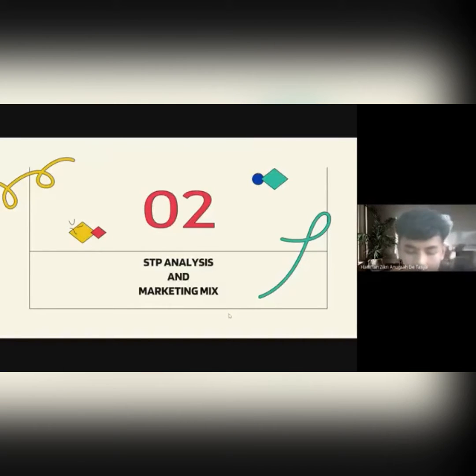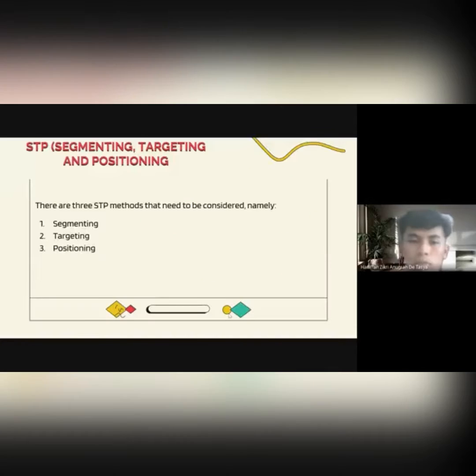The second one is STP analysis and marketing mix. There are three STP methods that need to be considered, namely segmenting, targeting, and positioning. Segmenting is divided into four parts, namely geographical, demographic, psychographic, and behavioral. For the geographic, HR Medbox will be sold in an industrial environment due to the necessities that are required in the environment.